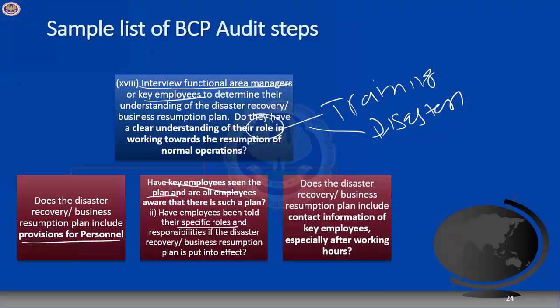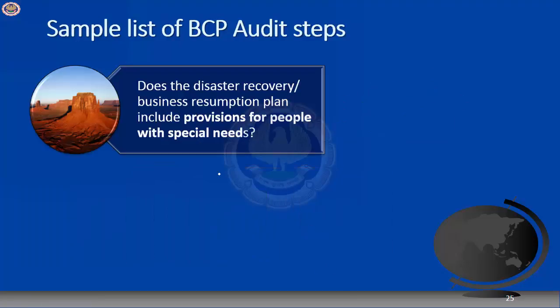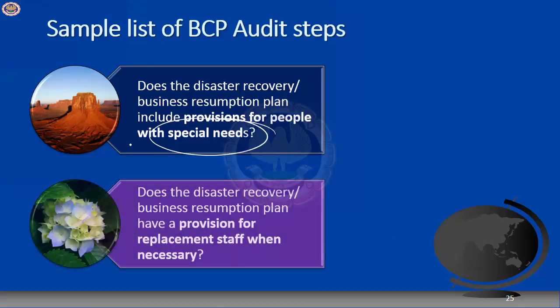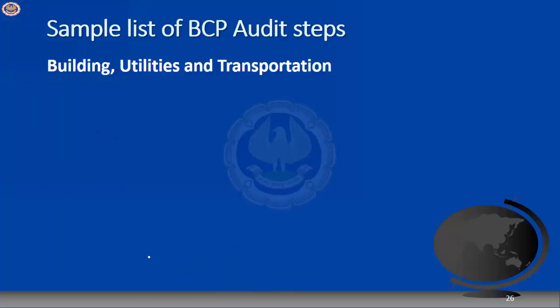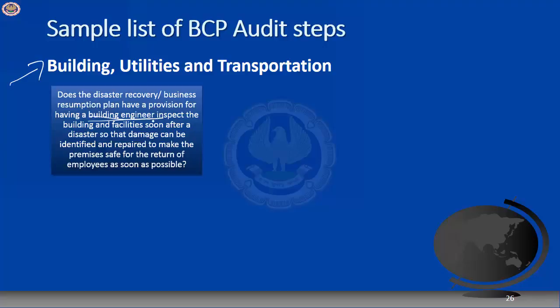You also look at the business resumption plan, whether it has the contact details of all the people who are required. It includes the employees or the vendors, and also the availability and contact details after working hours. The disaster recovery plan also has to consider the needs of people with special requirements. You also need to consider the replacement staff who may be required in the case of an emergency. Now let's look at some of the aspects pertaining to building, utilities, and transportation. In case of a building, there should be a building engineer who should be able to inspect the building and look at the facilities and be able to assess the damage.